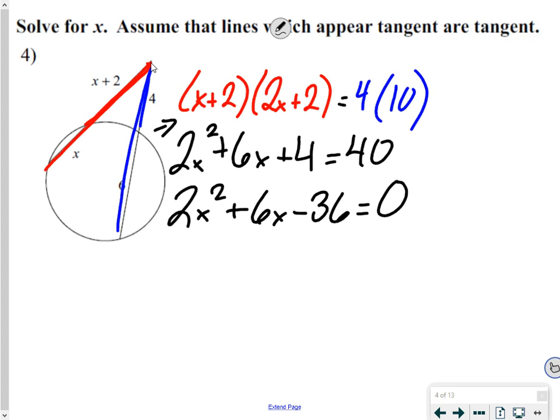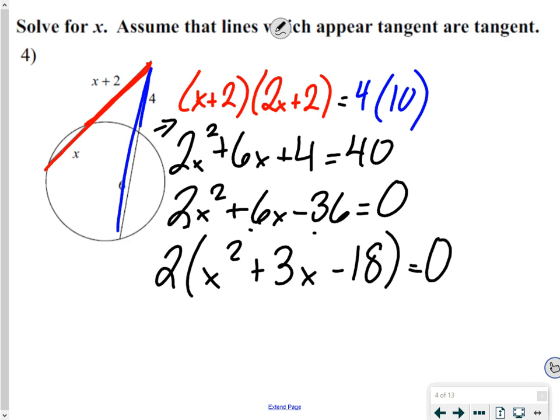And like always, when we try to factor, we got to make sure to factor out a greatest common factor. In this case, we see that they're all even, so we know for sure that there's a greatest common factor. In this case, that greatest common factor is 2. So we have 2 times the quantity x squared plus 3x minus 18 equals 0.